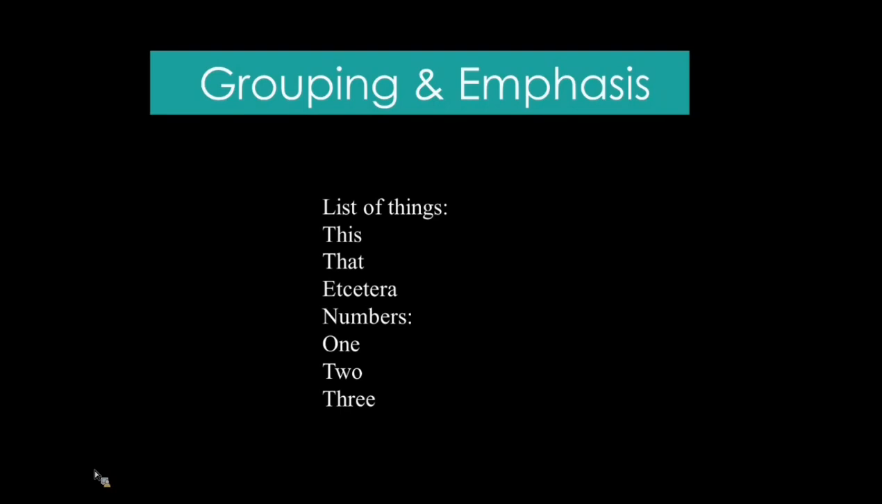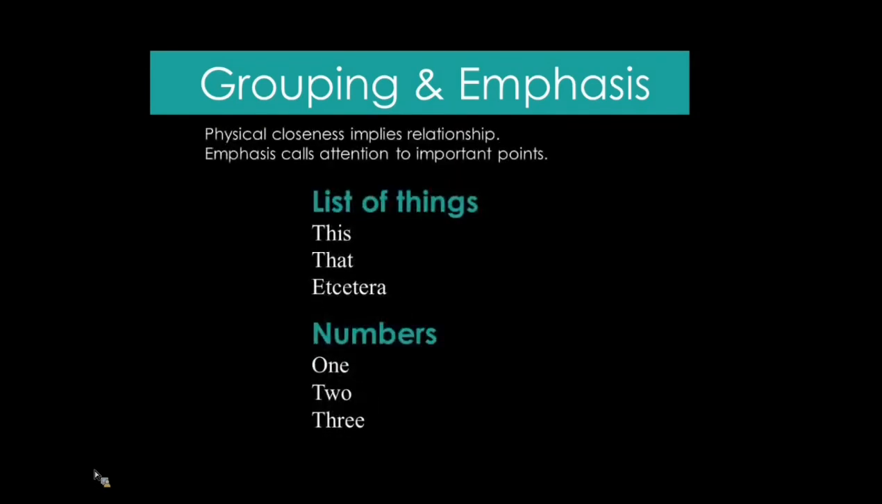Another common mistake is not spacing text effectively. Here is a list of things you might present that runs all together as is. Make it easier to digest by grouping like things and emphasizing key points. Physical closeness implies relationship. Emphasis calls attention to important points. Don't be afraid to make certain text big and bold.